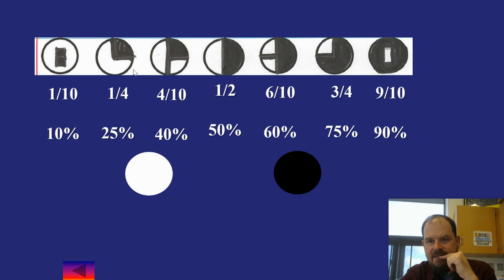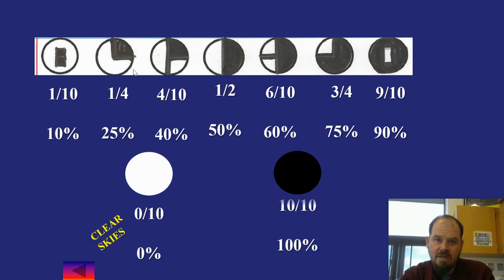Okay, so you need to be able to use these things and be able to read these. Now, I need you to draw these other circles on the bottom of your notes somewhere or over on the side. I don't really care. But a circle with nothing filled in is 0% cloud cover. A circle with everything filled in is then 100% cloud cover. So this is cloudy skies versus clear skies. Okay, good.